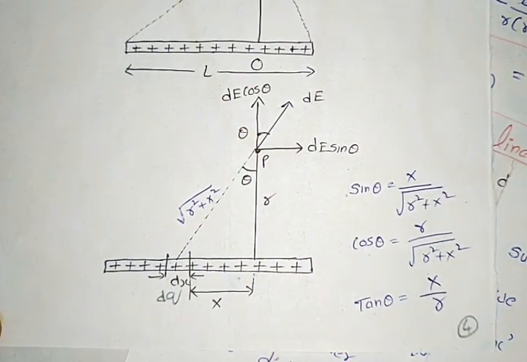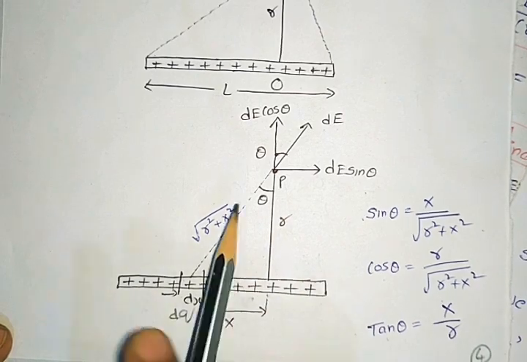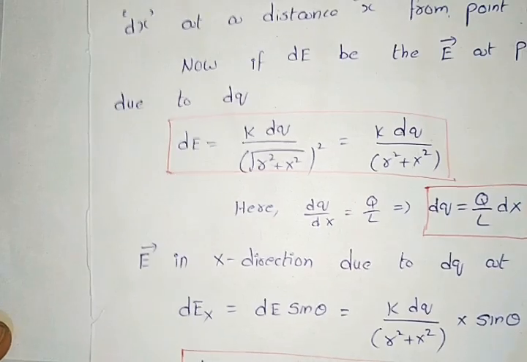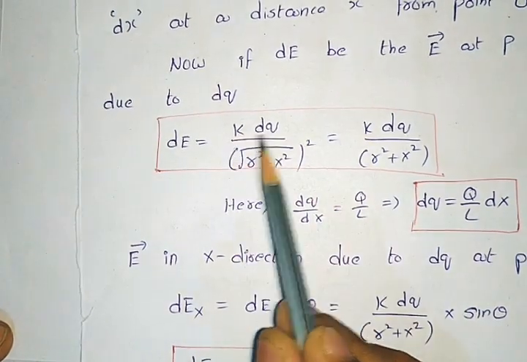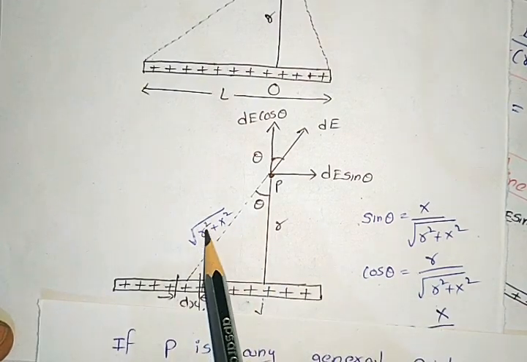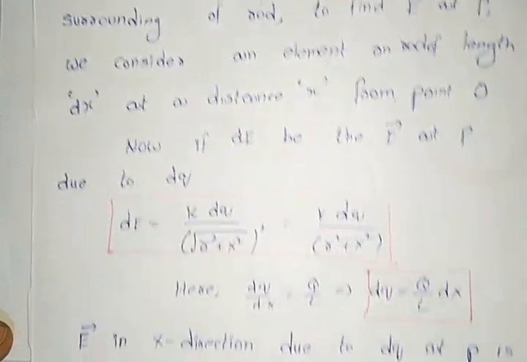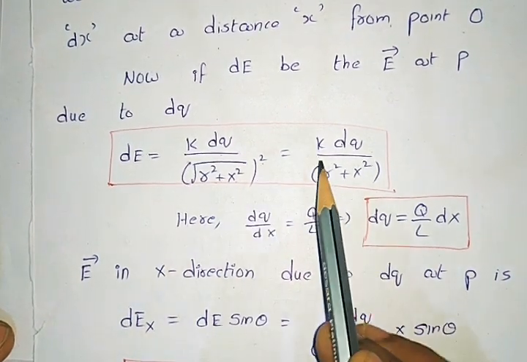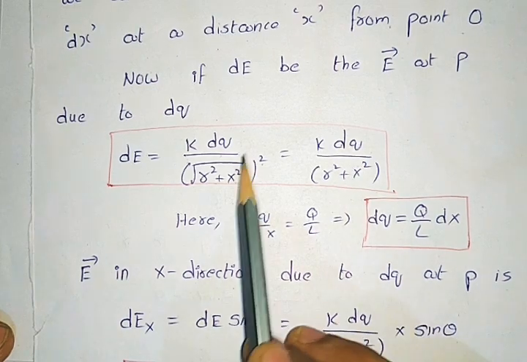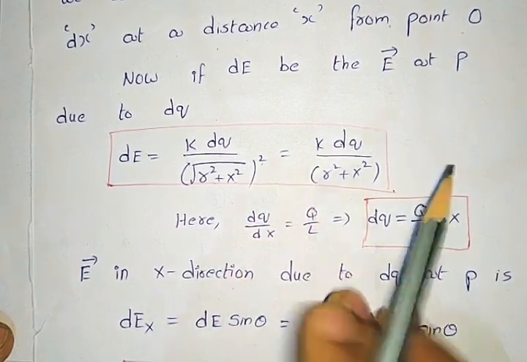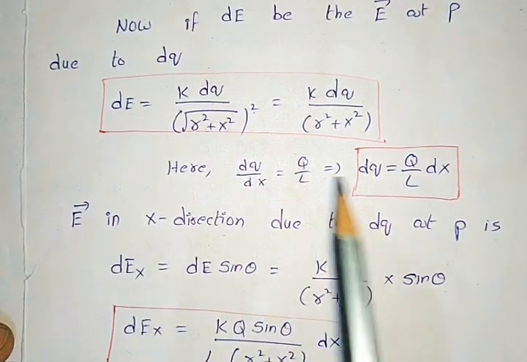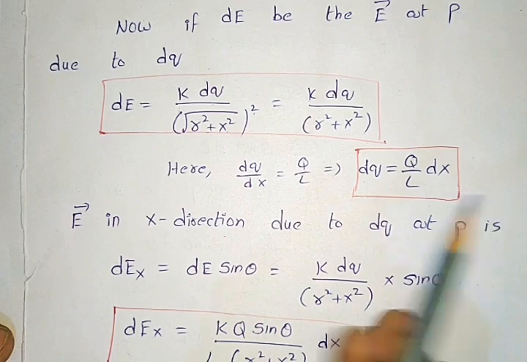First of all, let's try to find out what is the electrical field intensity at this point P, dE here. So here the electrical field intensity dE is nothing but k into dq by distance whole square. So here distance is nothing but root of r square plus x square. So I'll substitute all the values, k dq by root of r square plus x square whole square. That will give me the result k dq by r square plus x square, as the square and root will get cancelled, and again this is the standard condition of linear charge density. So dq by dx will be q by L, so dq will be q by L dx.